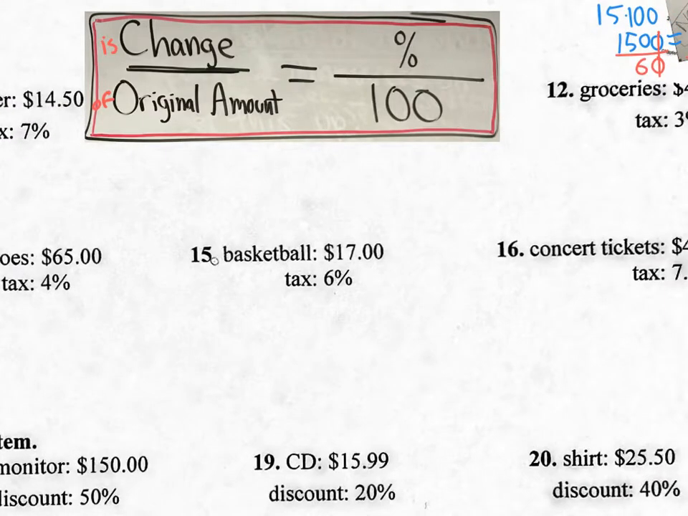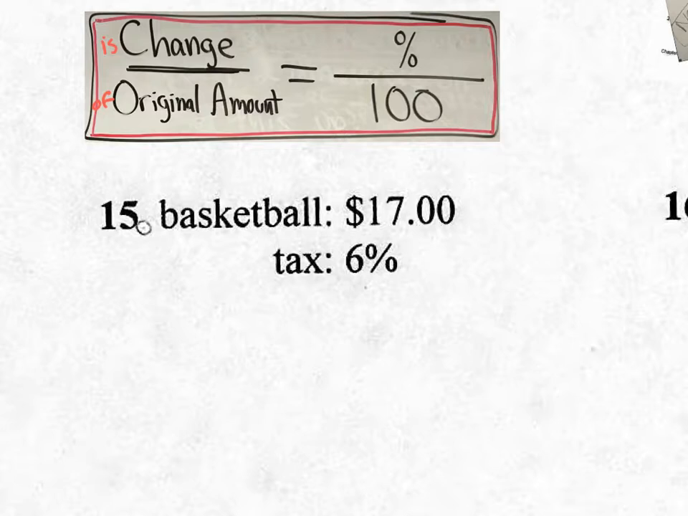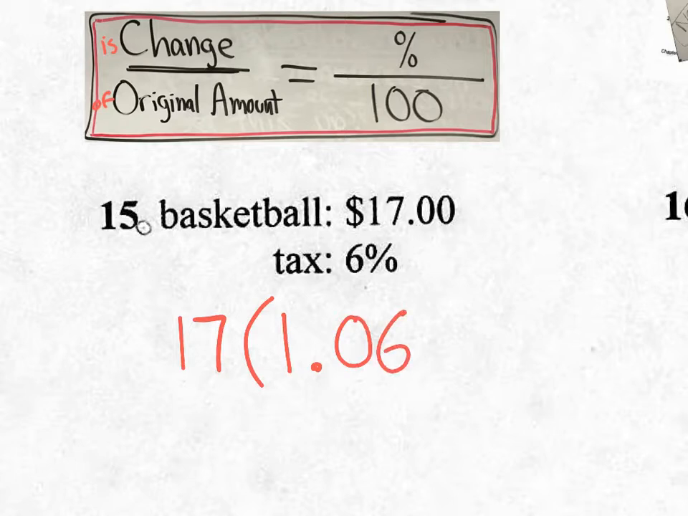Let's do this basketball one. Okay, 6%. So it's probably a different state. Who knows? Maybe Nevada. So let's go with the notes. How do we calculate the out-the-door price, including taxes? Well, you're going to go with the original price, which is $17. You're going to multiply it by 1.06. Excellent, right?